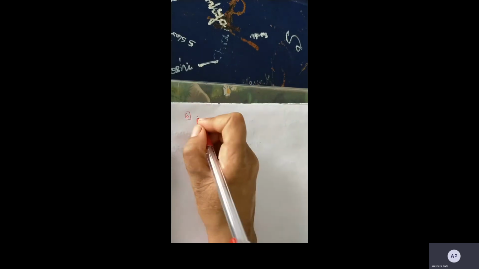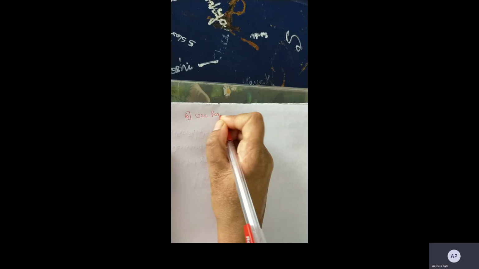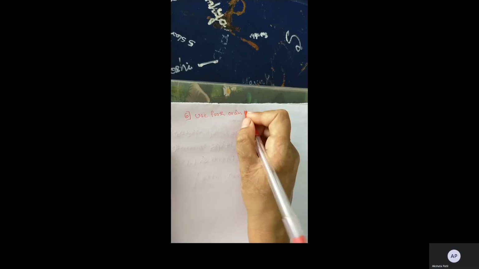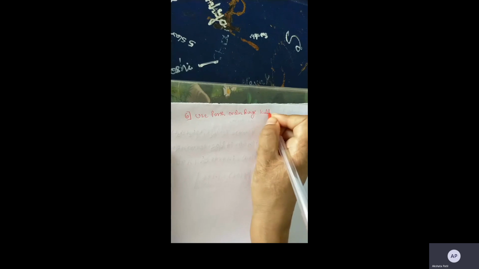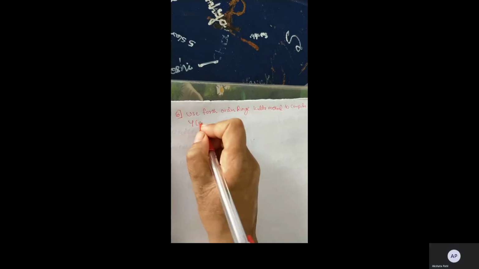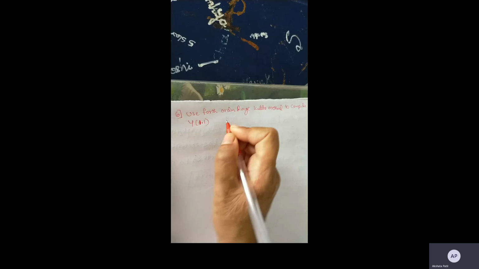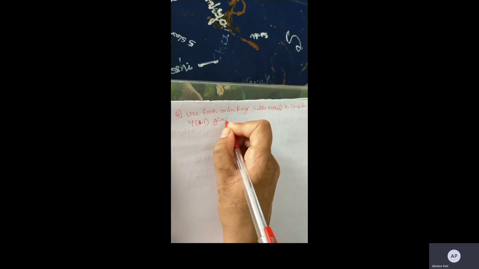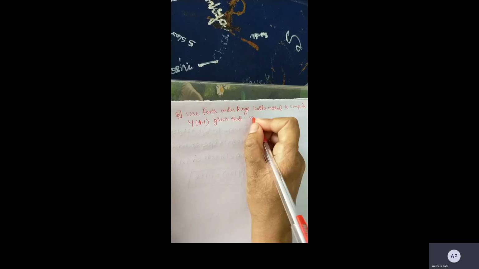Example number 6. Use the fourth order Runge-Kutta method to compute y of 1.1, given that dy by dx equals x into y raised to 1 by 3, y of 1 equals 1.